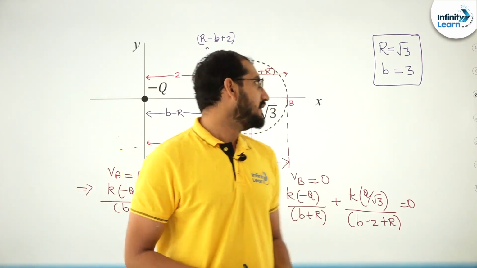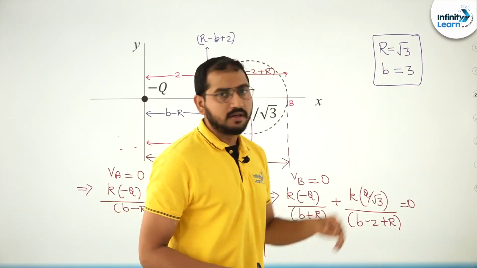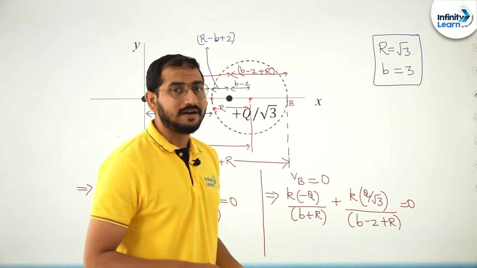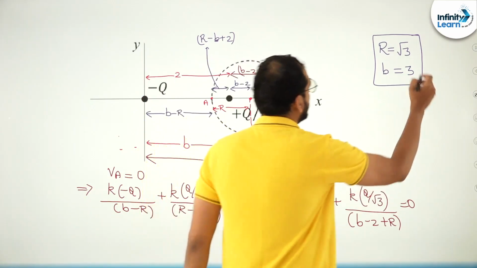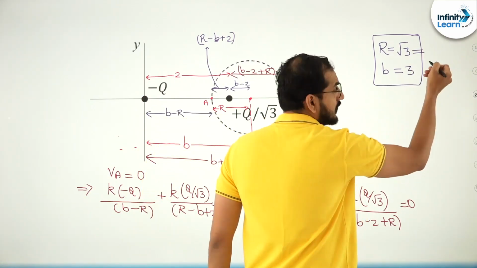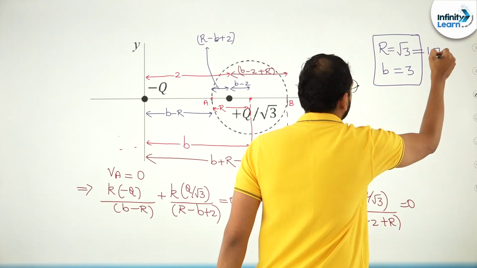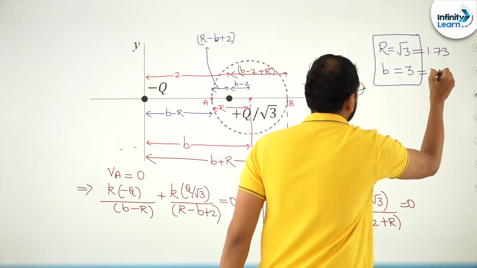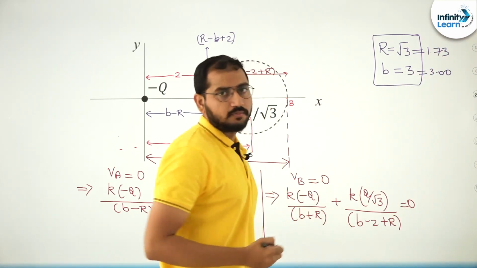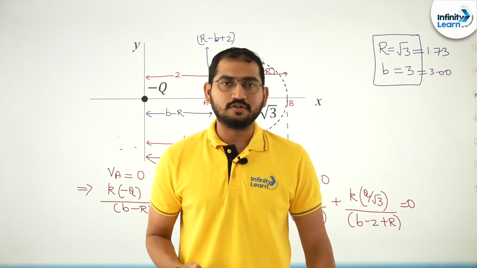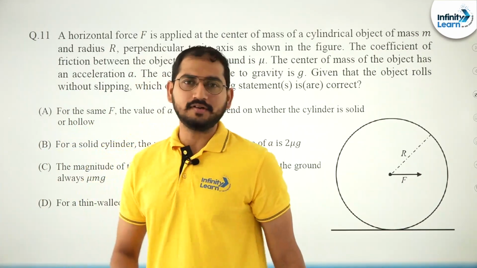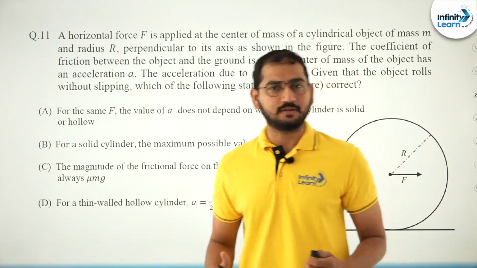After solving, you will get that r comes out to be root 3 and b comes out to be 3. We need to report the answer to two decimal places, so this is going to be 1.73, and this is going to be 3.00. So this is the final answer to this question. Students, now we are moving on to our next question.